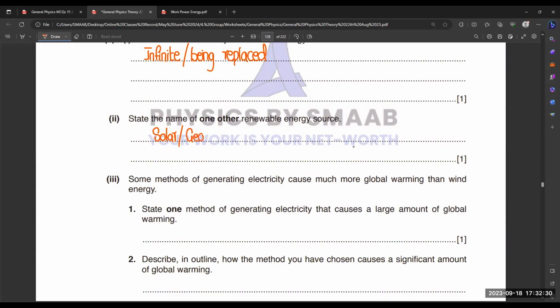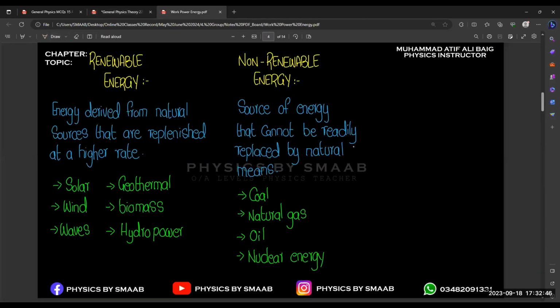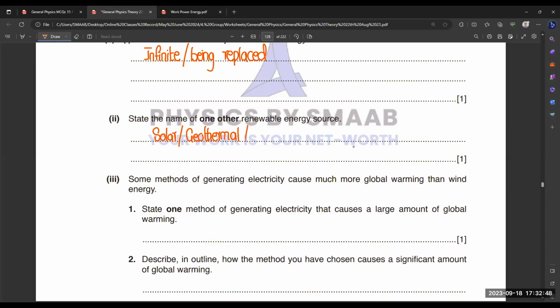What about hydroelectricity? Isn't hydroelectric an energy source too? Yes, it is also a renewable energy source, and we also mentioned hydropower. So basically there are multiple answers: biomass, hydroelectric, water waves. And what about the next part?